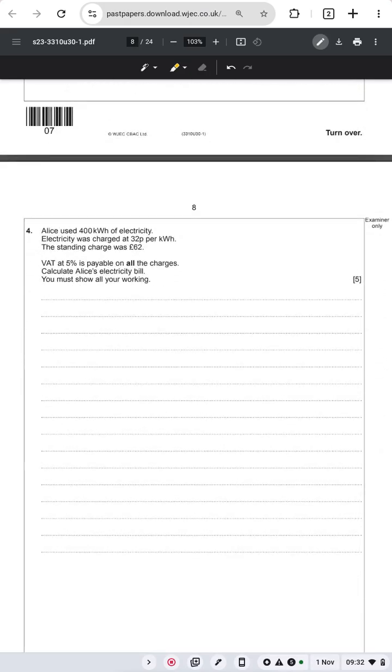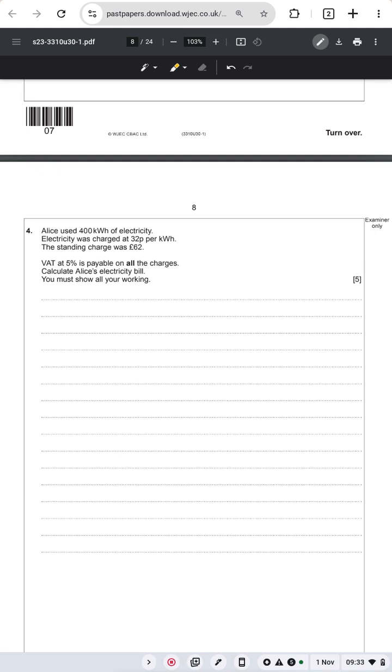Okay, Alice uses 400 kilowatts of electricity. Electricity is charged at 32p per kilowatt and the standing charge is £62. 5% VAT is payable on all charges. Calculate Alice's electricity bill. You must show all your workings.